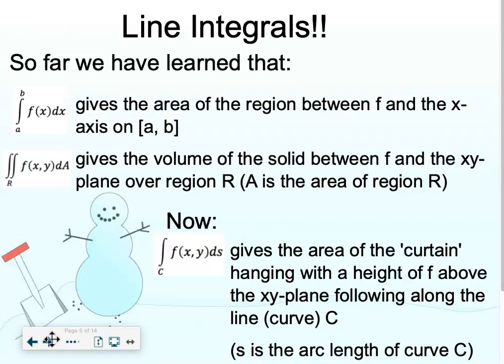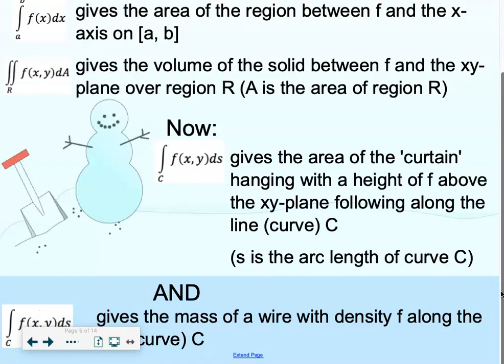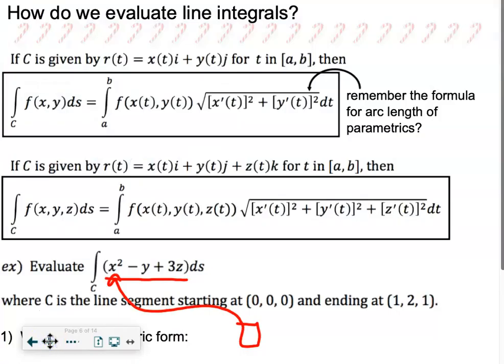Then we learned the main formula for line integrals, which gives you two things, right? But they actually give you more than these two things. They give you the area of a curtain hanging down from the curve, and they give you density or mass of a wire, if the function represents density. They also give you more stuff too. So these are your formulas, 2D and 3D. You should have all these written down. We did a little practice.